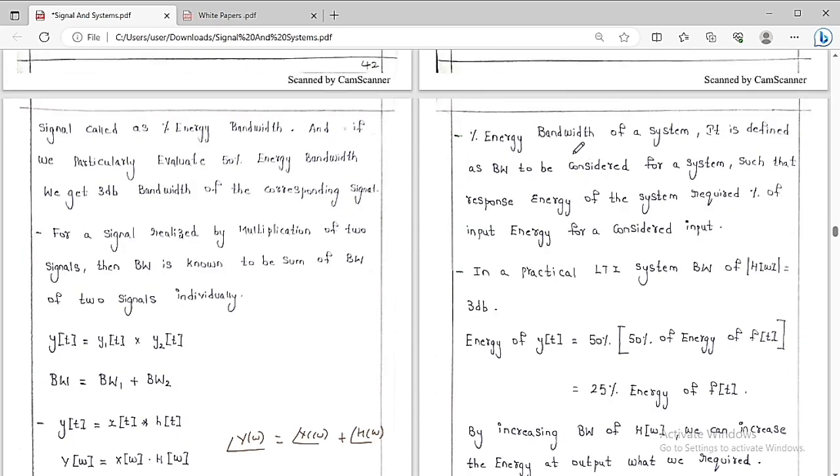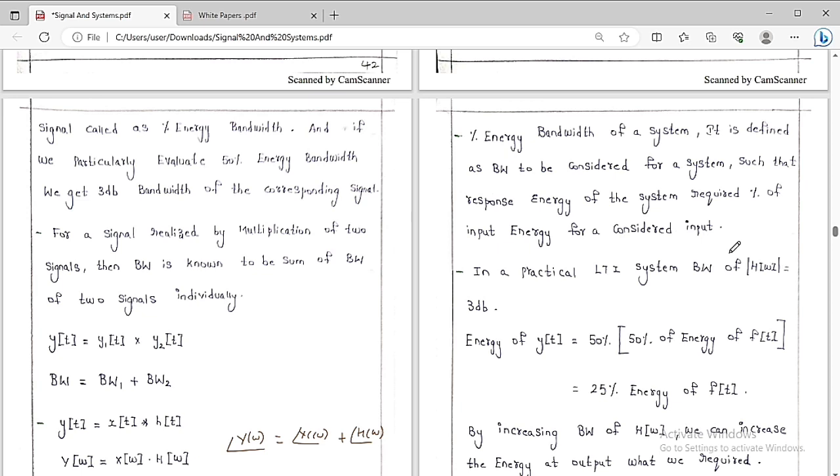So now the next thing is the percentage energy bandwidth of a system. It is defined as the bandwidth to be considered for a system such that the response energy of the system is the required percentage of the input energy for a considered input. So what is the meaning of percentage energy bandwidth of a system? It is basically defined as the bandwidth to be considered for a system such that the response energy of the system is the required percentage of the input energy for a considered input.